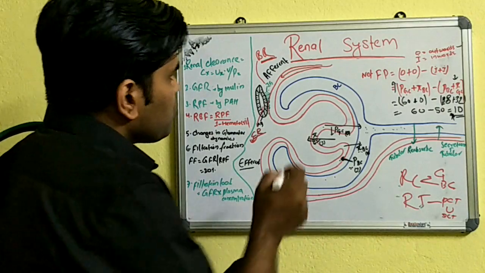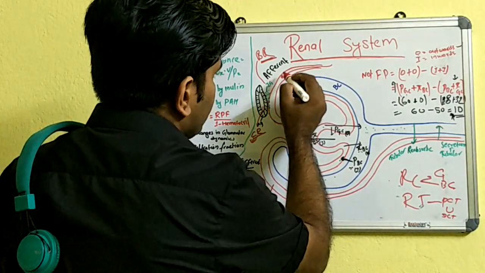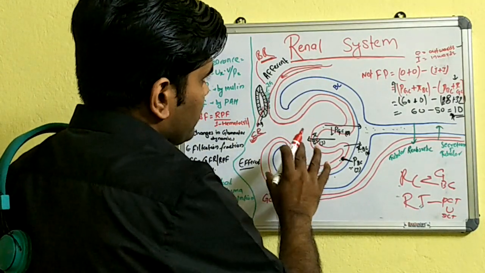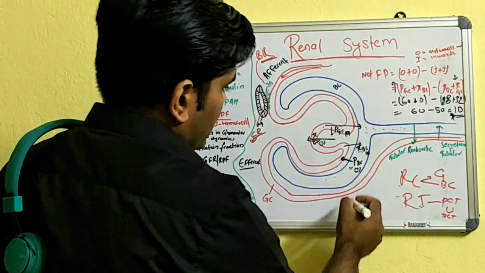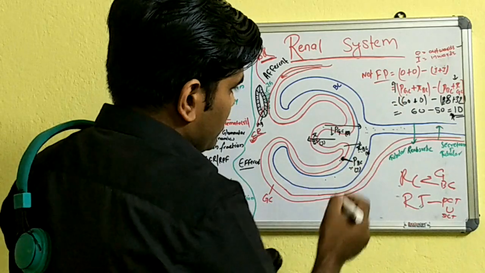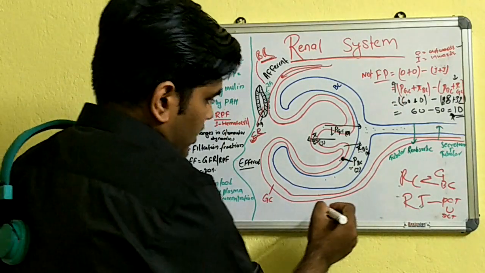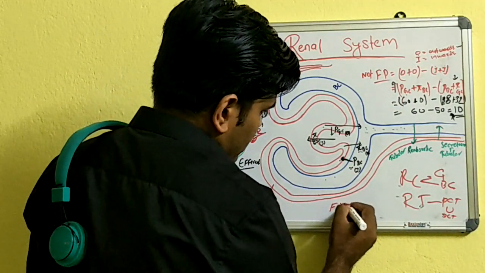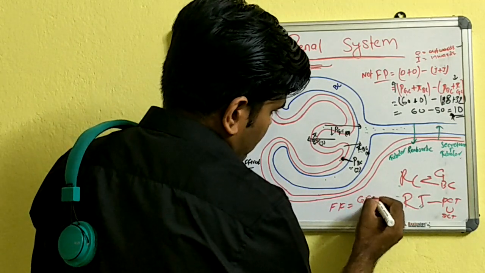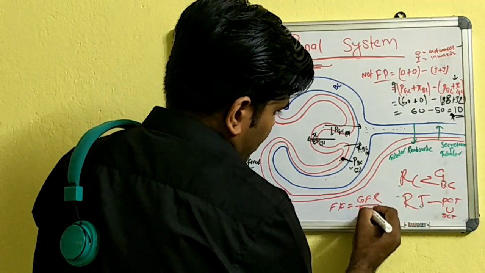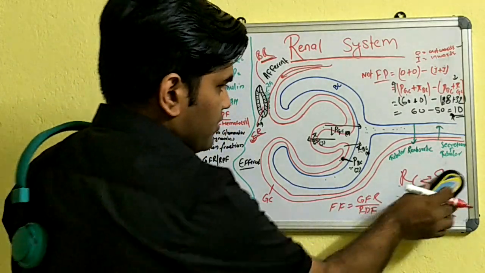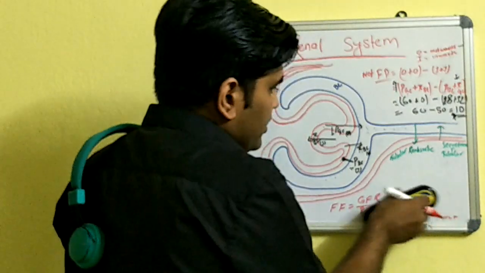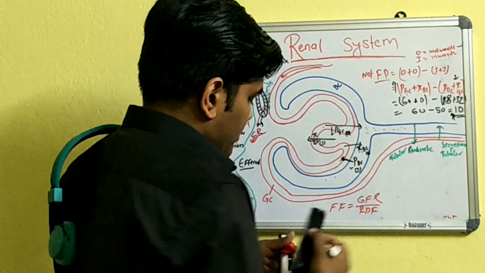Now we have to understand one more thing: afferent and efferent, what are these two factors? The main important one is what you have understood, the net filtration pressure. Now the filtration fraction. Actually, the filtration fraction is GFR divided by renal plasma flow. Before understanding this, you have to understand renal clearance. So let me tell you what renal clearance is.